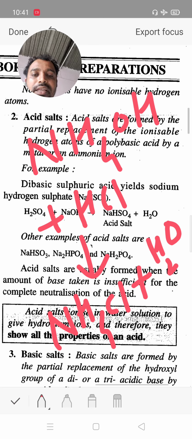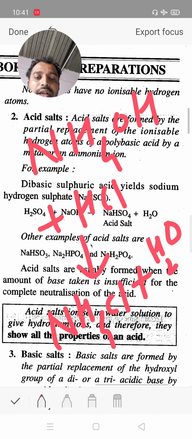A weak base reacts with a strong acid to give an acid salt. It is also a neutralization reaction, in which salt plus water is formed.